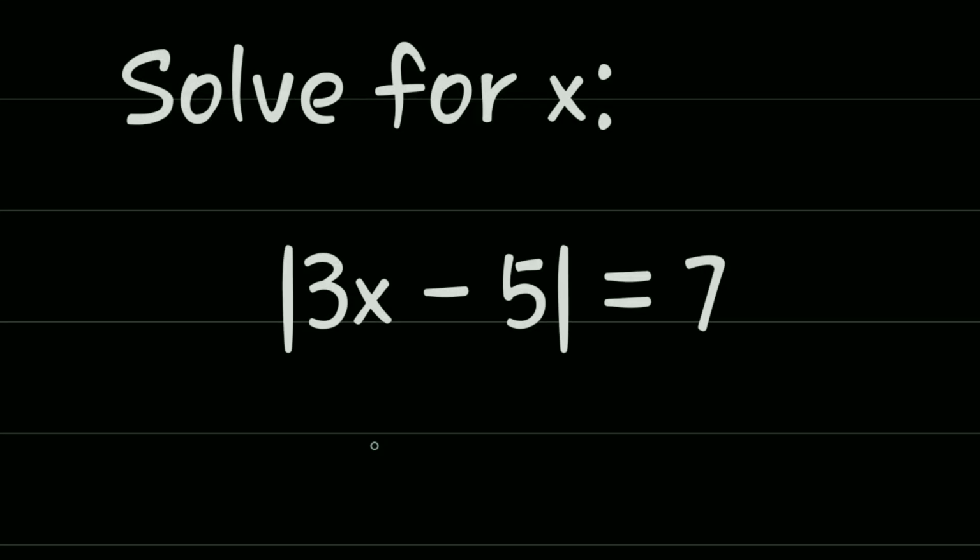Solve for x. The absolute value of 3x minus 5 is equal to 7. When we talk about the absolute value of a number, it simply means the number when you disregard the sign.